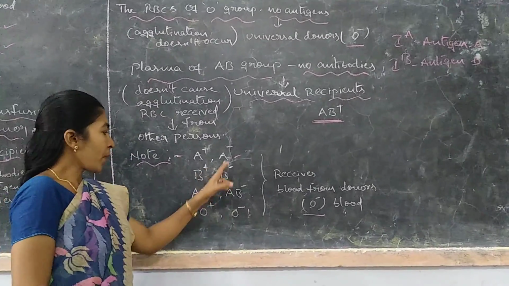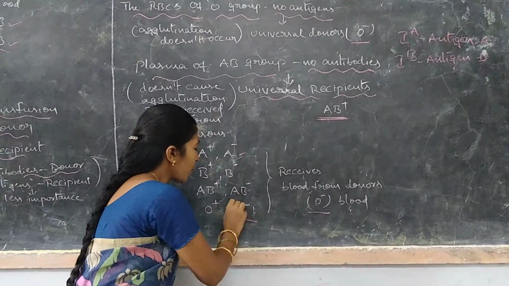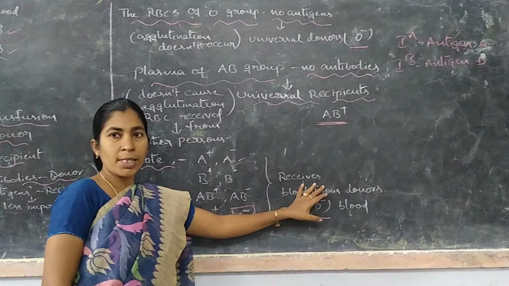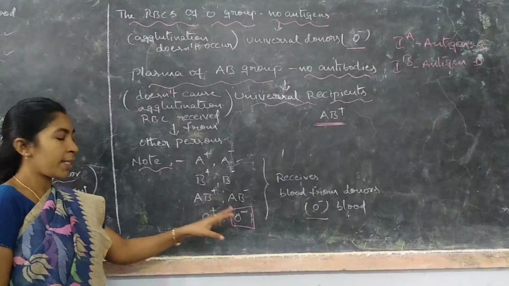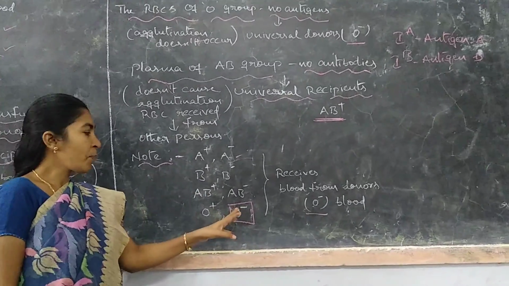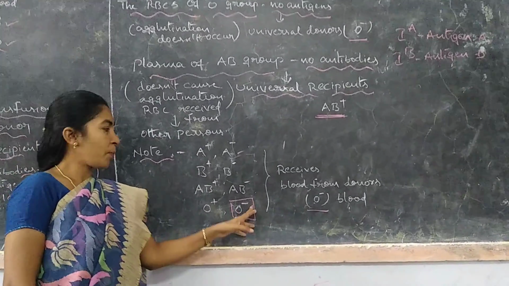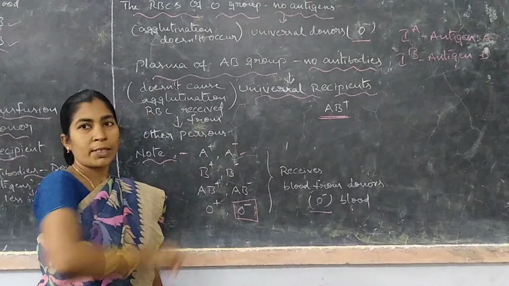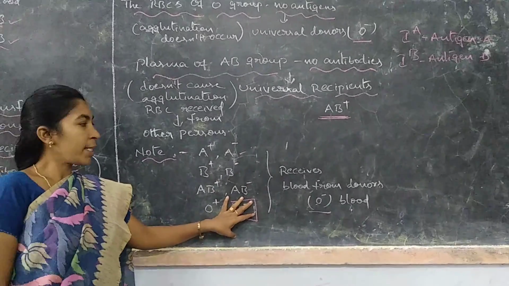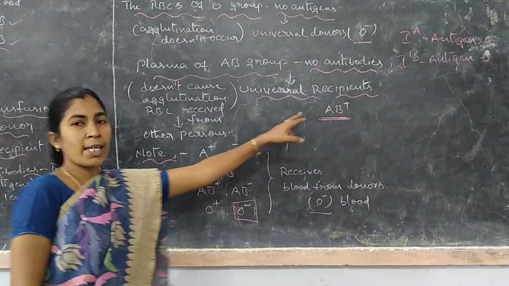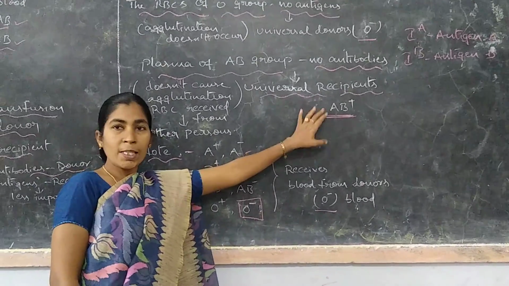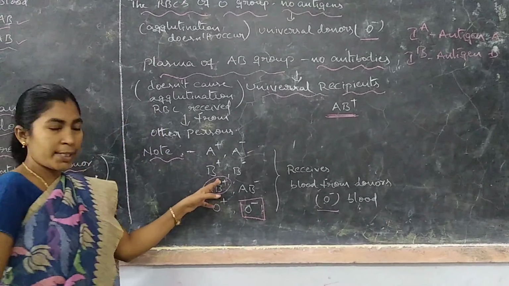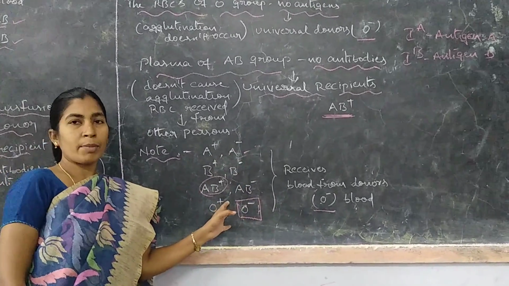So O negative is the universal donor. All the remaining blood groups receive blood from this donor, O negative. In the same way, AB positive is the recipient: it receives from all the remaining blood groups.